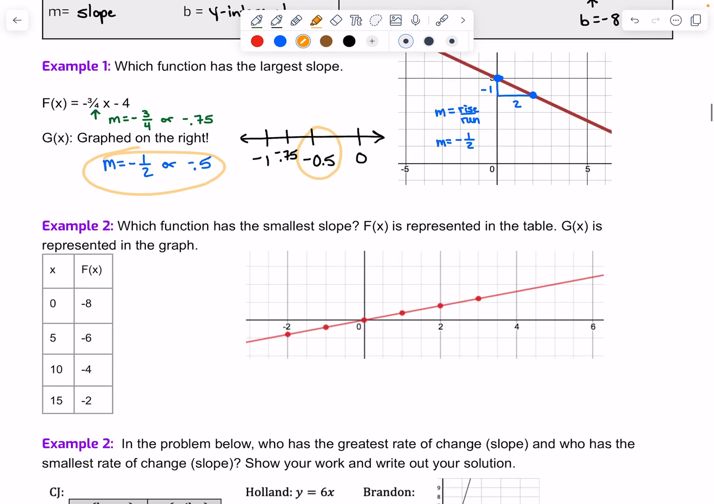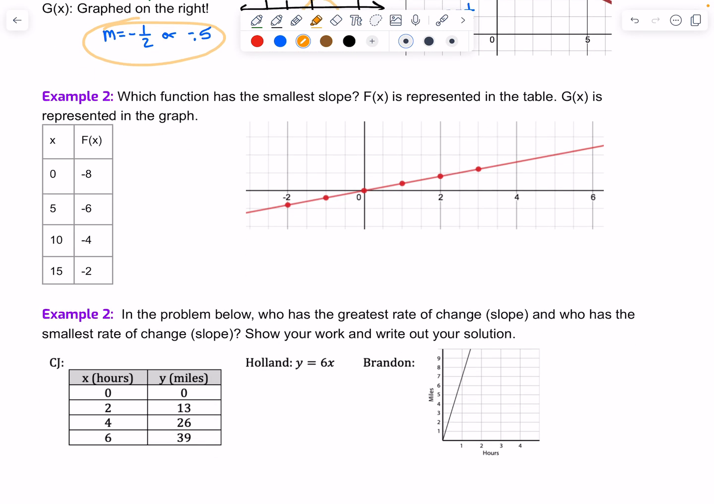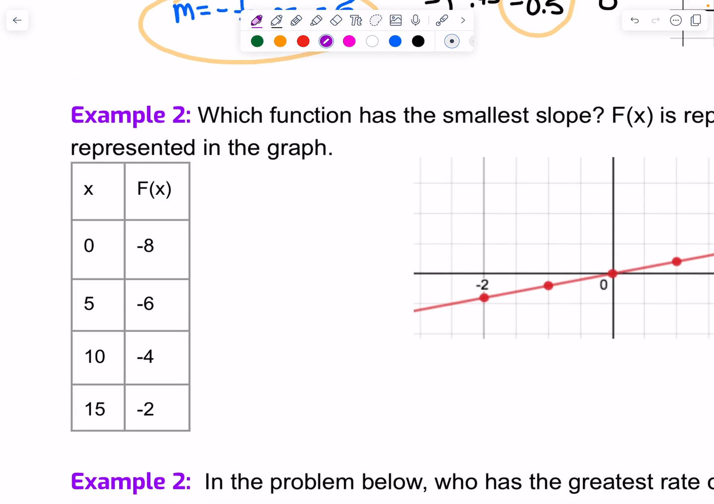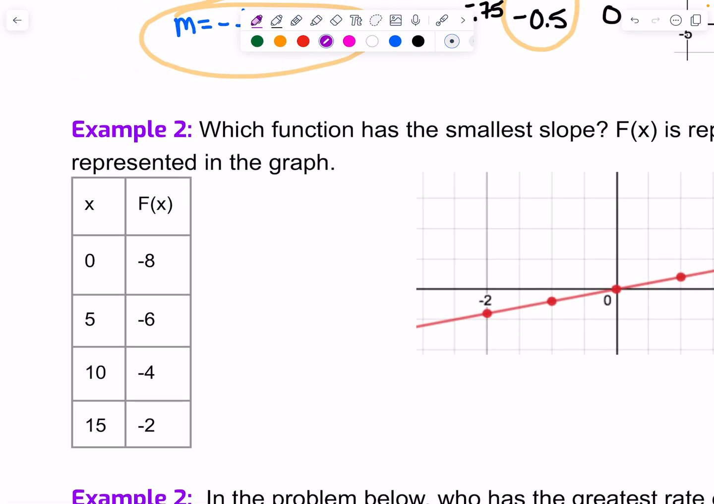All right, let's look at example 2. Which function has the smallest slope? Let's pick out the slope from our table first. That's f(x). Remember, from a table, we want to look at the change in y over the change in x. So look at how the y values are changing. -8 goes to -6, -6 goes to -4, and -4 goes to -2. So it looks like they're adding 2 to each of these y values.